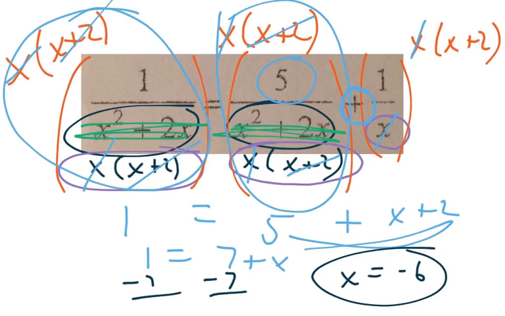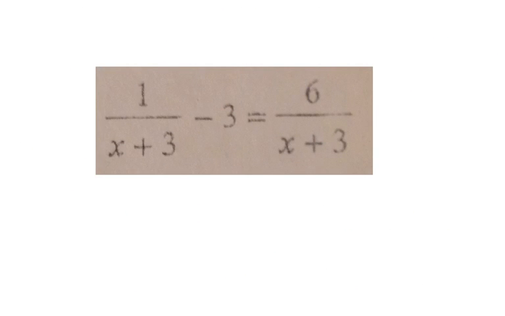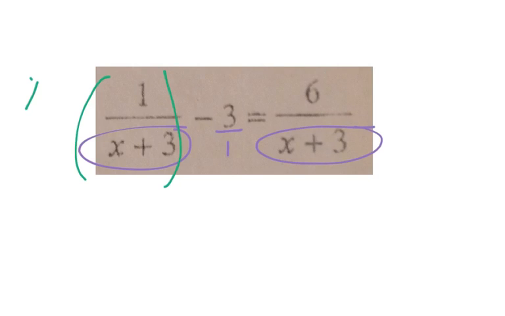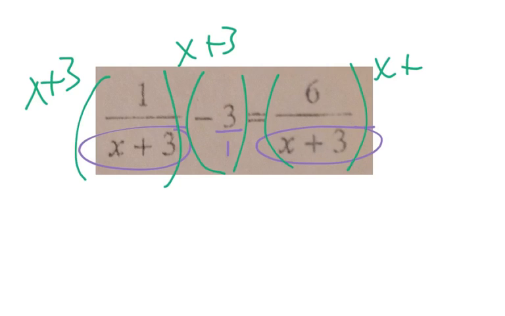Alright, I think we have time for one more. So this one, guys, notice my denominators. I don't have to factor them. They're already factored, let's say. I mean, you can't factor it further, right? And, of course, we know 3 is really 3 over 1. So what is my common denominator here? So what I'm going to do is take each piece, you see, and times by x plus 3. Each term times x plus 3. Okay, let's see what happens this time.